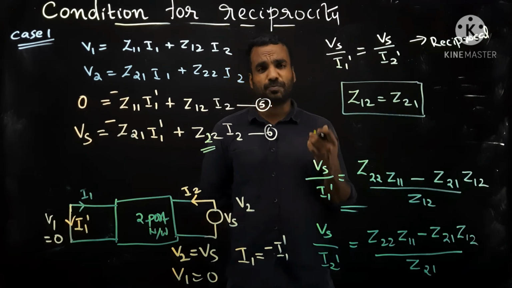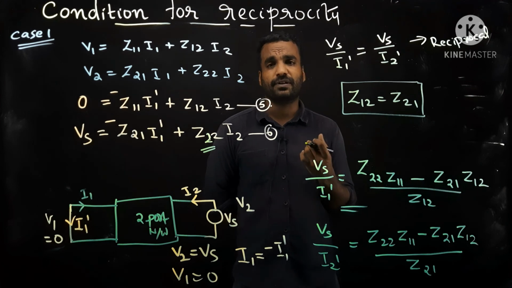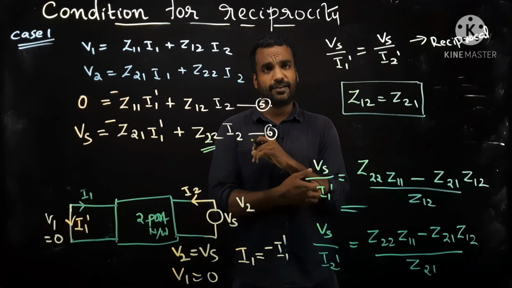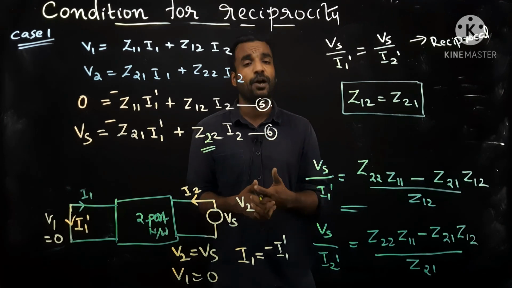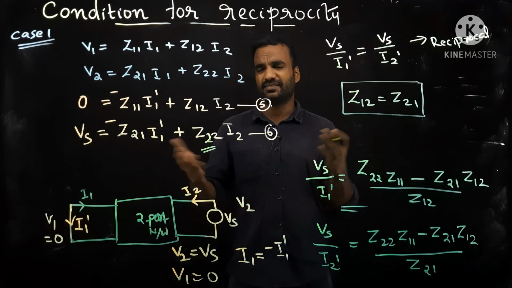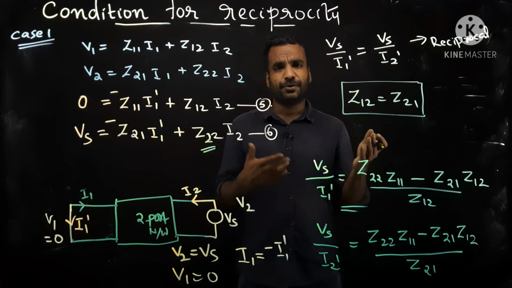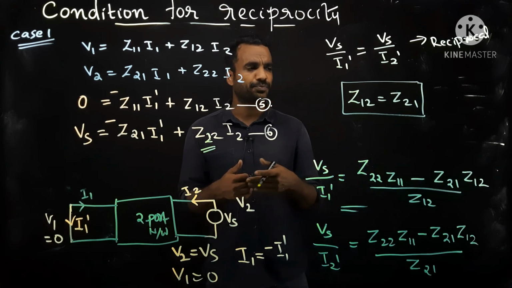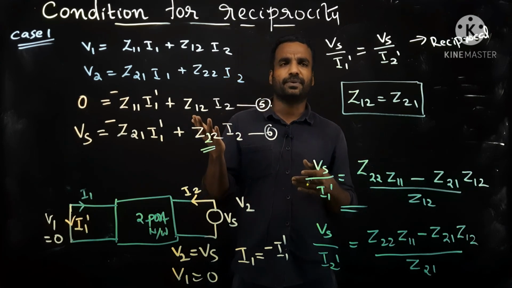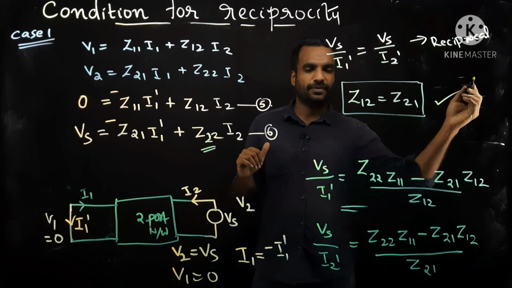Now there is one more small derivation, that is condition for symmetry, that I will leave to you. You can do it as a homework and you can submit it. It is not this much complicated. It is very simple. You please refer any textbook and write condition for symmetry as a homework. So this is the derivation.